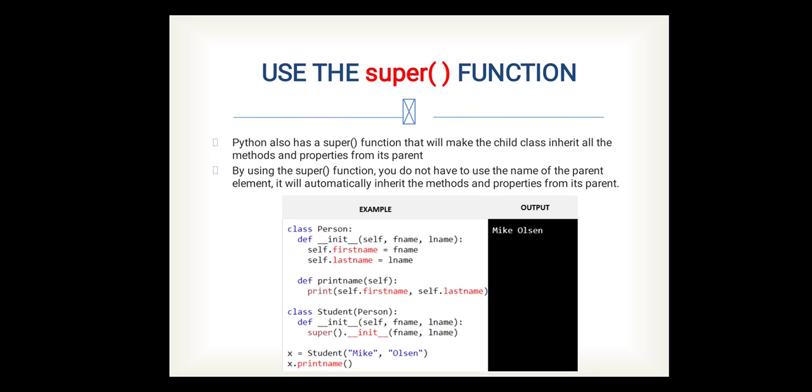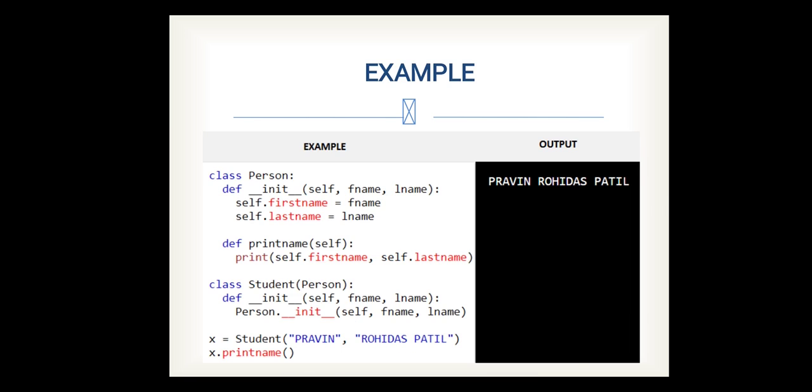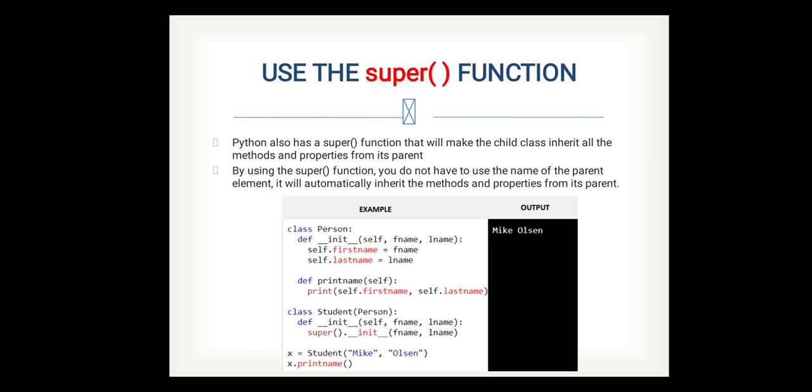So we are considering the same example which we have seen in the previous slide, but here we are specifying super instead of directly using the parent class name. So in the derived class Student, it is going to create a constructor for that particular class, and now I am going to initialize, or we can say call, the constructor of that particular parent class.